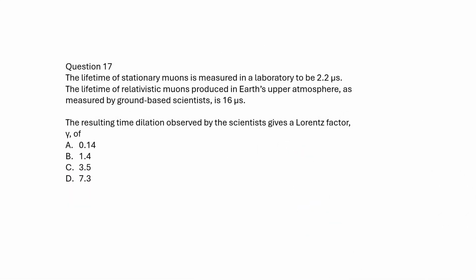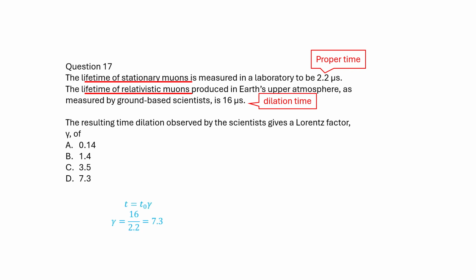When measured by a stationary observer on Earth, stationary muons have a proper lifetime, whereas relativistic muons exhibit a dilated lifetime. This dilation is quantified by the Lorentz factor, which is calculated by dividing the dilated lifetime by the proper lifetime.